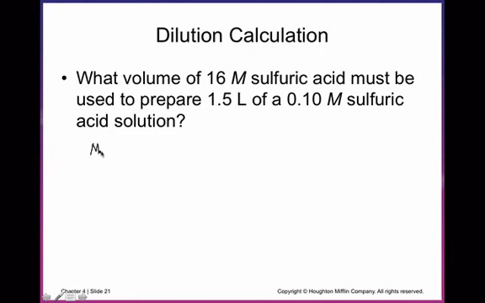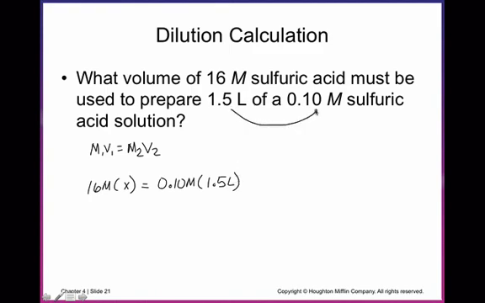So to do that, we use the M1V1 equals M2V2 that we just talked about. It does not matter if you use liters or milliliters for your volume. It's just if you plug in liters on one side, you're going to end up with liters on the other side. If you plug in milliliters on one side, you're going to end up with milliliters on the other side. So you can just pay attention to that. The molarity of my stock solution is 16 molar, but I am unsure of the volume of it that I need. I do know, however, that I need to end up with 0.01 molar, and I need 1.5 liters of it. So really important that you match things up correctly.